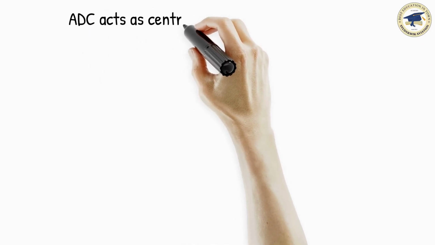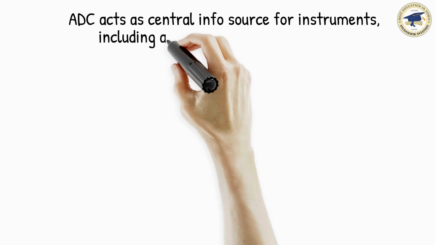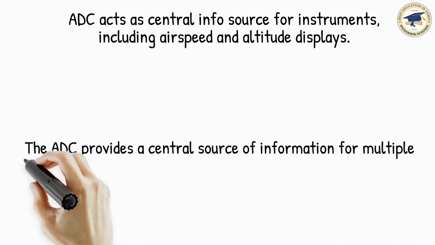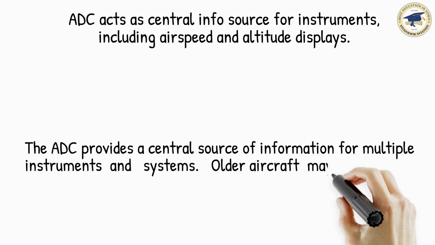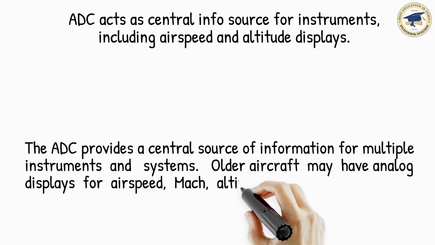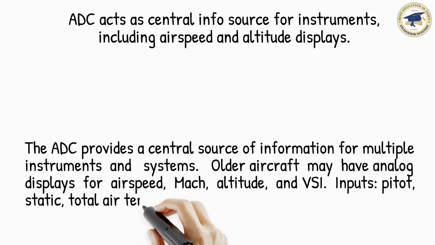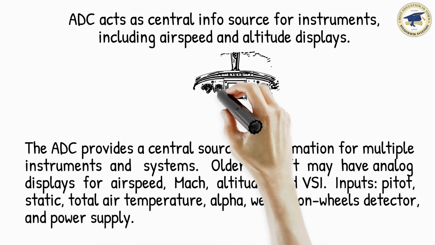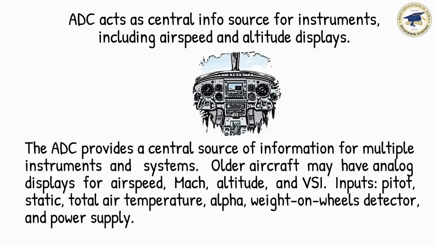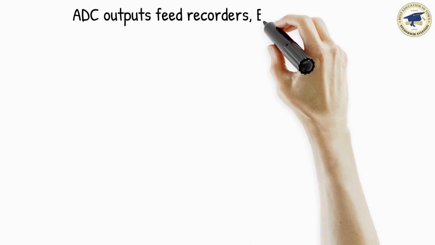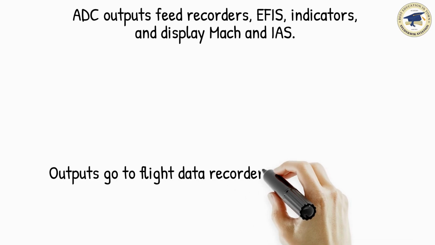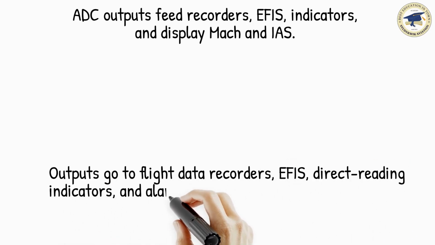The ADC provides a central source of information for multiple instruments and systems. Older aircraft may have analog displays for airspeed, Mach, altitude, and VSI inputs. Inputs are pitot-static, total air temperature, alpha, weight on wheels detector, and power supply. Outputs go to flight data recorders, EFIS, direct reading indicators, and alarms. Mach and CAS/IAS are displayed digitally or via traditional indicators.